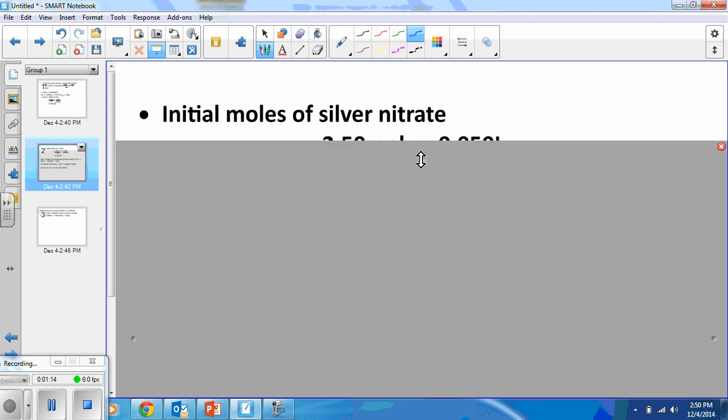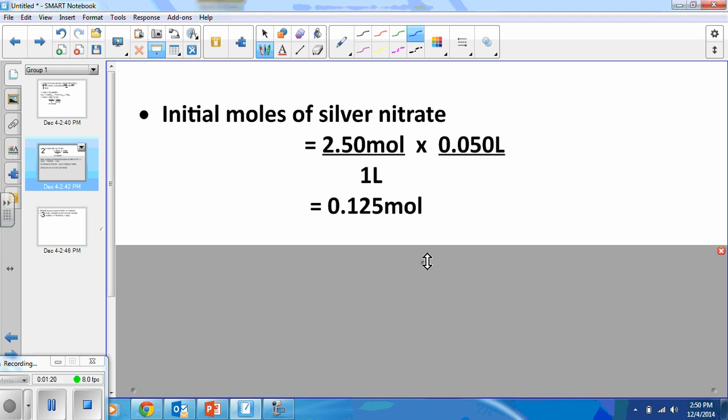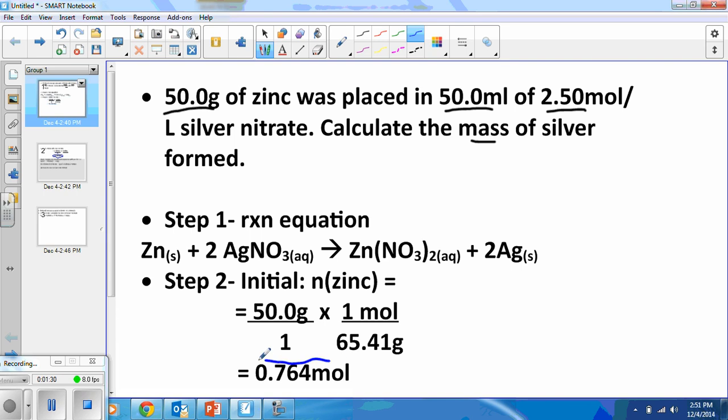Now I'm going to do the same thing for my silver nitrate. I'm going to find the initial moles of silver nitrate. So I take the concentration, multiply it by the volume to cancel out liters, and I get an amount of 0.125. So this is my initial amount of the silver nitrate. This is my initial amount of my solid zinc.